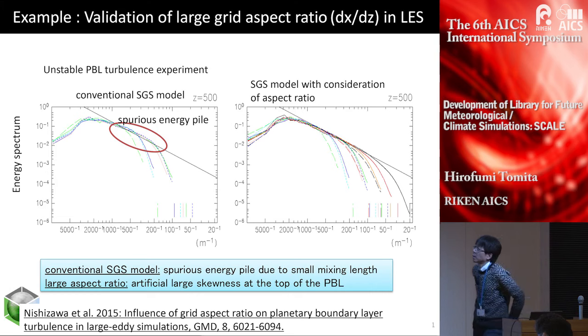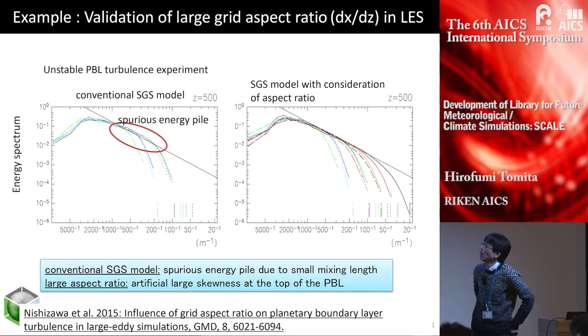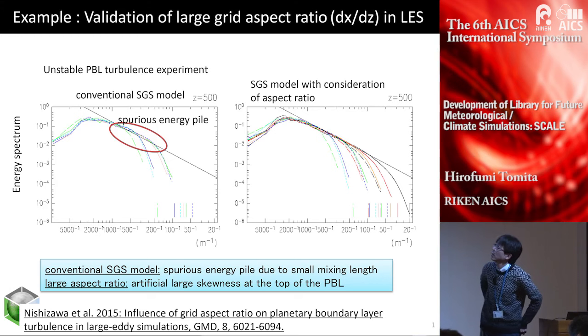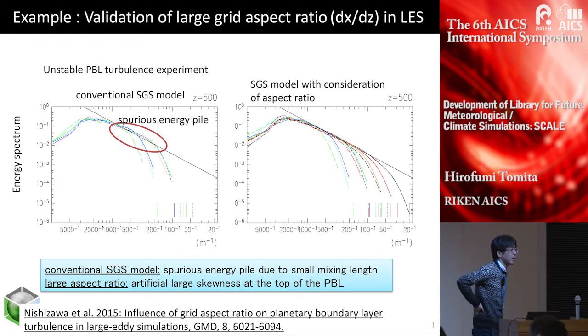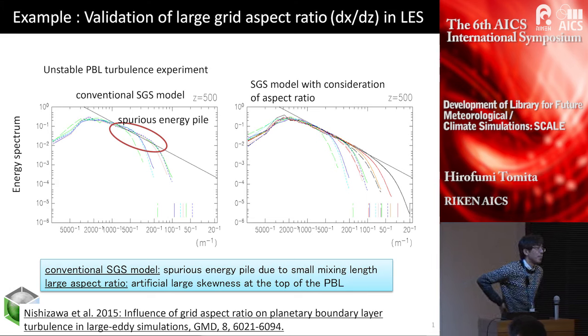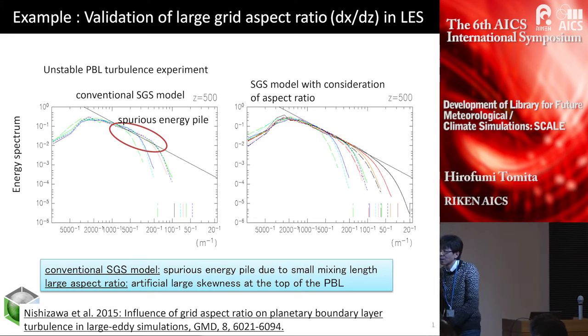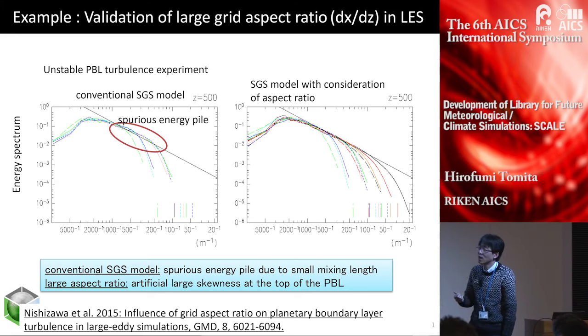And this is another example, validation of a large grid aspect ratio in AICS. In general, in meteorological large area simulation, the aspect ratio of the grid is very large. But theoretically, LES is based on homogeneous turbulence. So we have to include the effect of aspect ratio in the model.